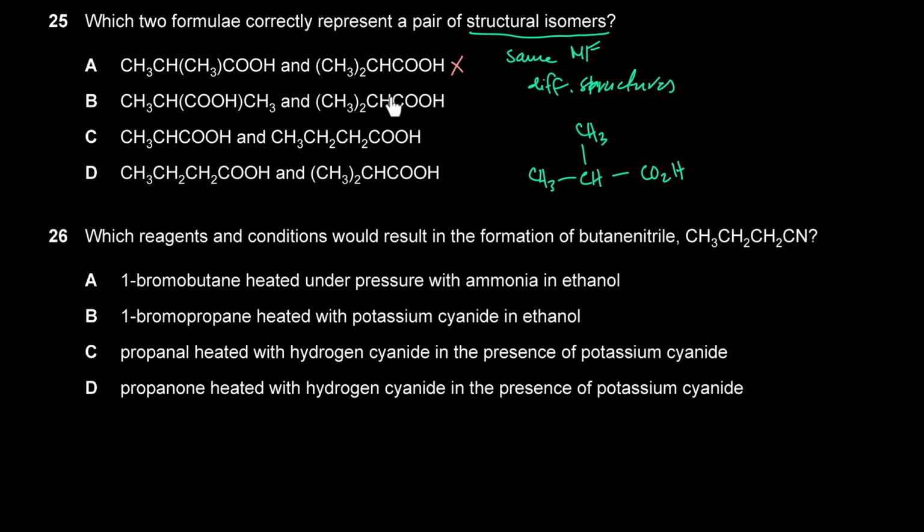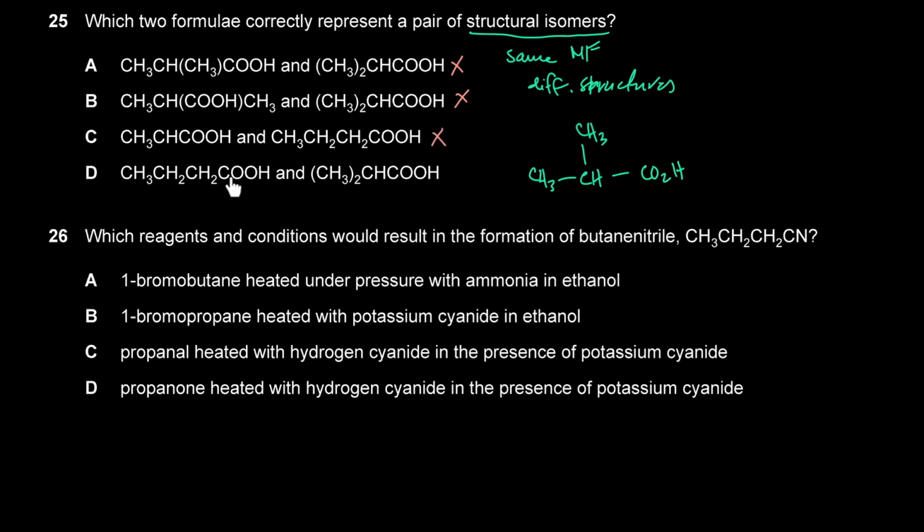In B, again, they're the same, right? You have a CH bonded to two CH3s and a COOH, CH bonded to COOH and two CH3s, and the same thing here, CH bonded to two CH3s and COOH, so they're the same thing. In C, they actually have different molecular formula. You have a 3-carbon compound versus a 4-carbon compound. That means that they are not structural isomers at all.